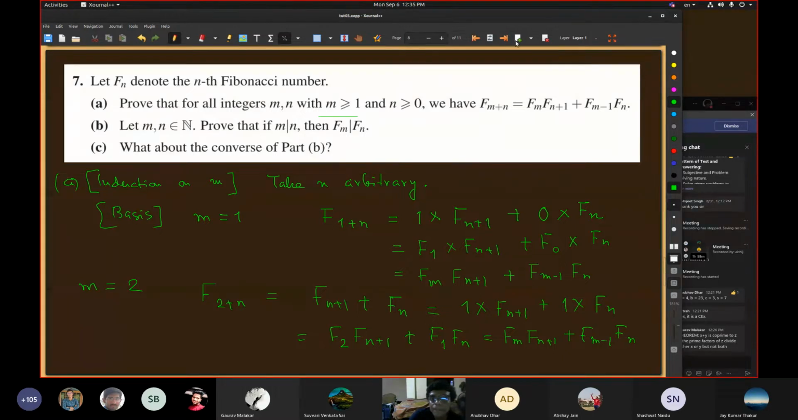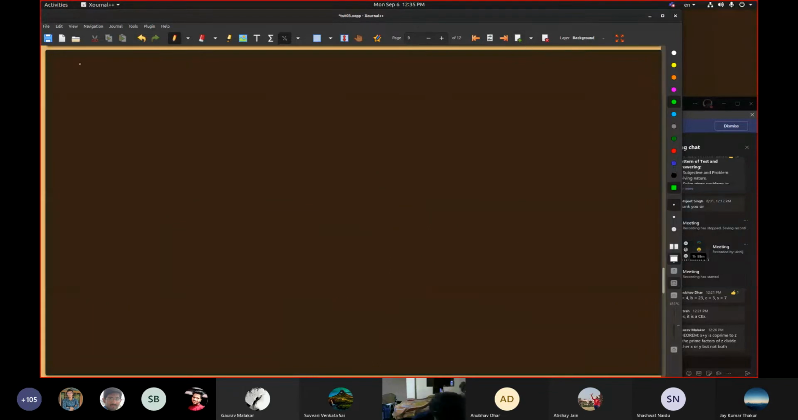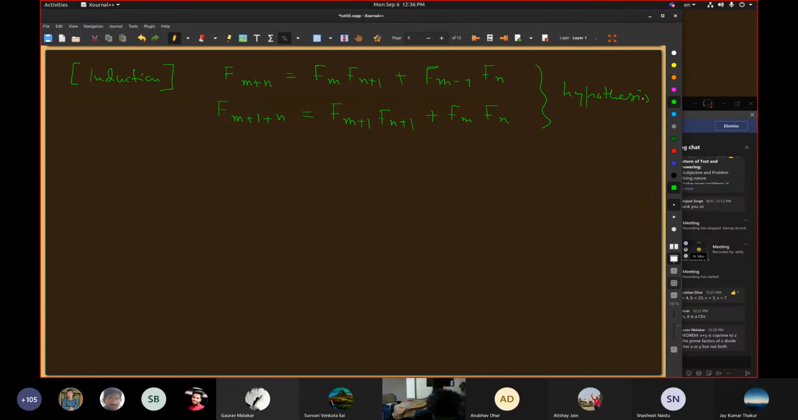Okay. Yes, sir. Then I have to proceed by induction. So I will assume that, okay, what was the formula? F of M plus N equals Fm, Fn plus 1, plus Fm minus 1, Fn. This is true. I will also assume this is true for M plus 1. Okay, so this is the induction hypothesis. I have to prove this statement for M plus 2.